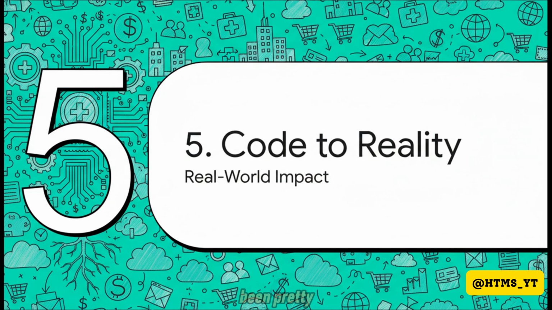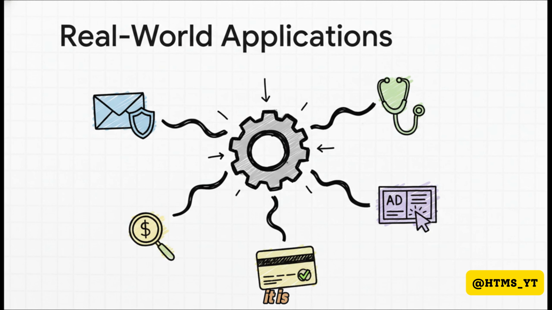Okay, so we've been pretty deep in the weeds with the mechanics. Let's pull back up to the 30,000-foot view. Why does any of this matter? I mean, this algorithm is pretty old in tech years, so why are we even talking about it today? Because, and I'm not exaggerating, it is everywhere.